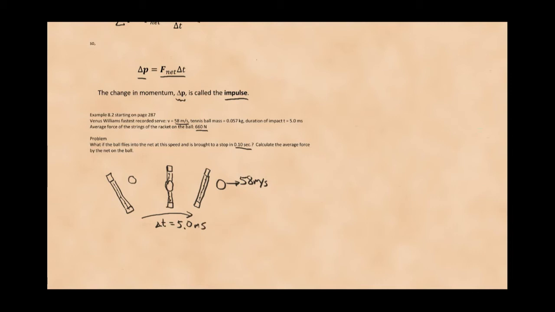So here's the situation described in example 8.2. A tennis ball initially approximately at rest is struck by a tennis racket. The racket pushes on the ball for 5 milliseconds, and in that time imparts the ball with a speed of 58 meters per second. From this, your textbook calculates that the average force on the tennis ball is 660 newtons.